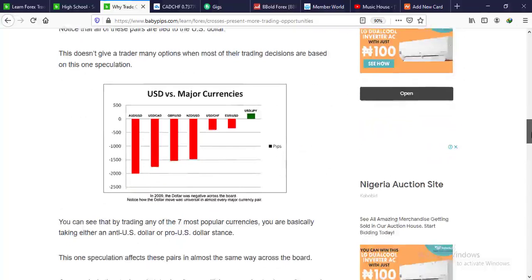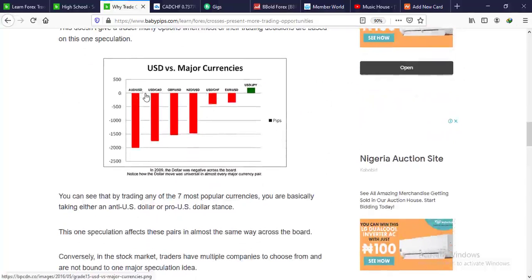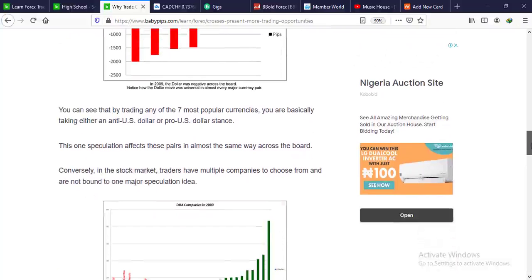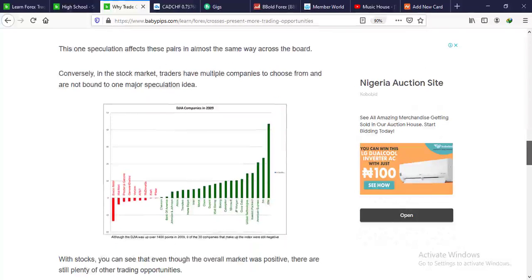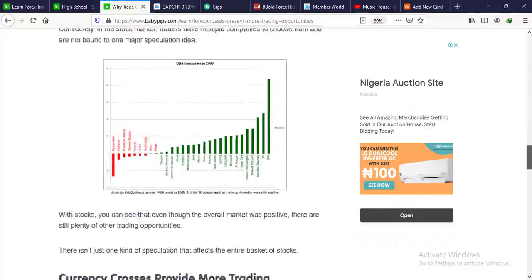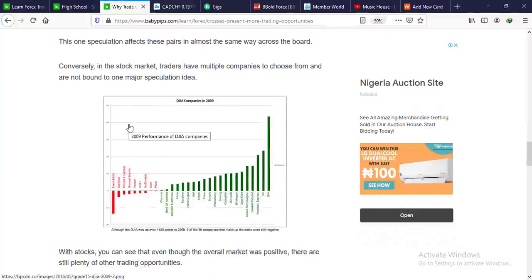So for example, in the chart we're looking at, we see that all these currency pairs tied to the US dollar are dropping, and only the US dollar is pushing up. Why? Because the US dollar is strong. So if the US dollar is strong, all these other currency pairs which it is traded against fall down. Unlike the forex market, the stock market has a variety of options, because even though some stocks are dropping, there are a variety of other stocks that are pushing to the upside.